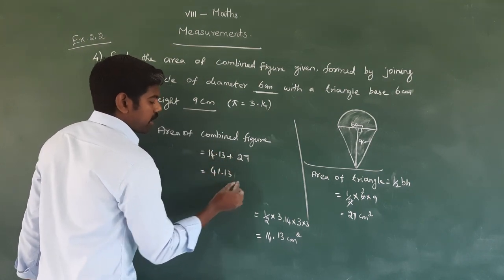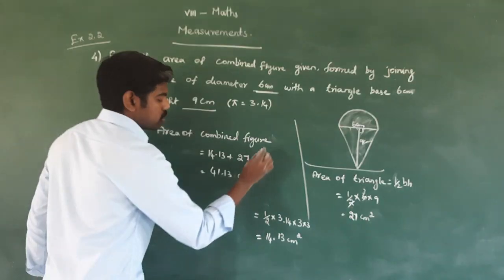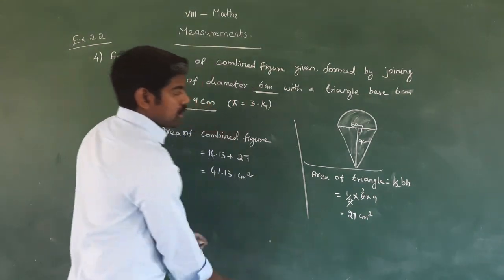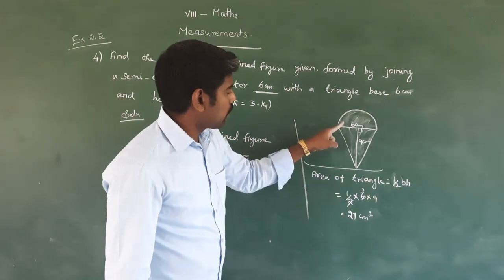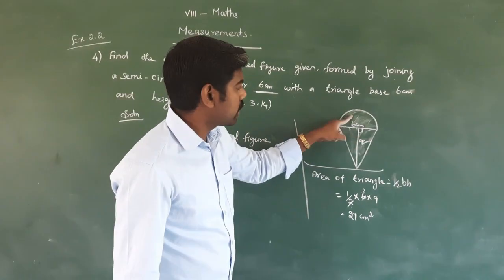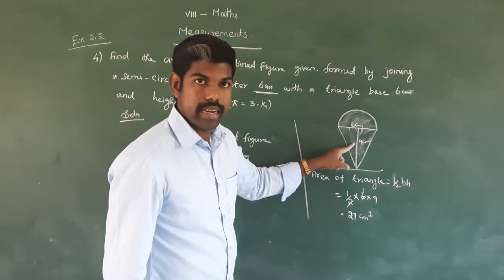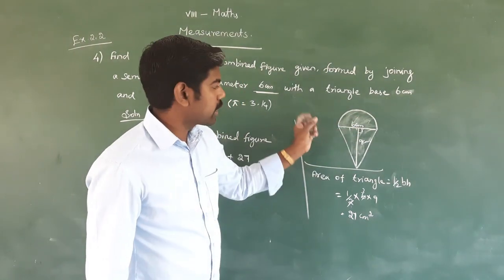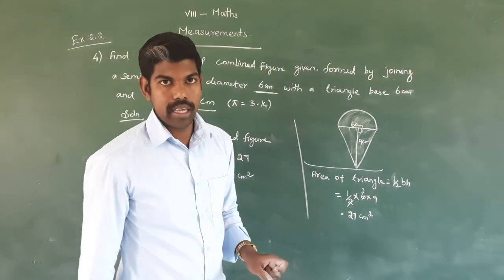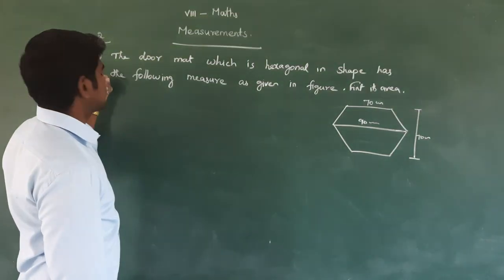So 41.13 centimeter square. I understand? It's a combined figure. What are the figures that are combined? One is semicircle and another one is triangle. So find the area of semicircle and area of triangle. So required area is we add this. Okay. Next, question number 5.